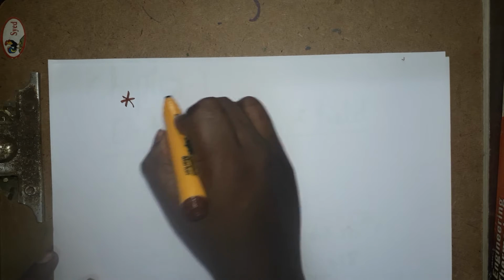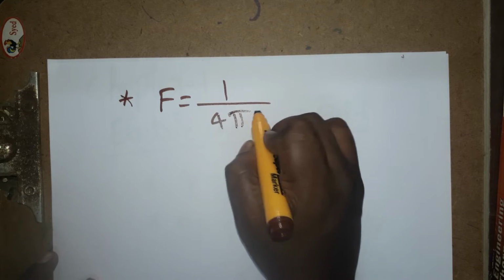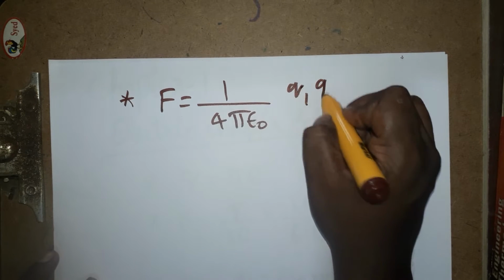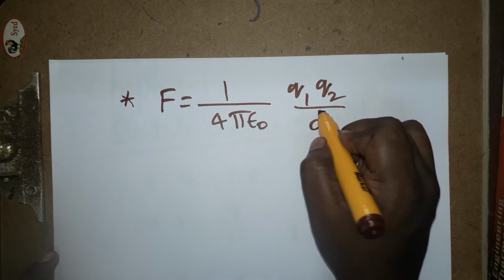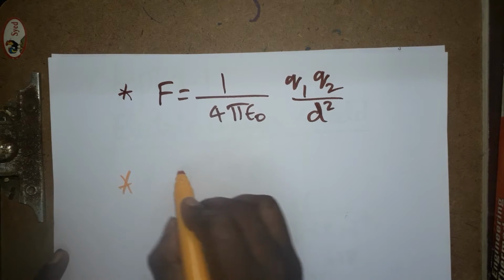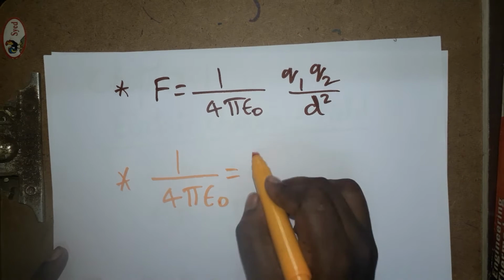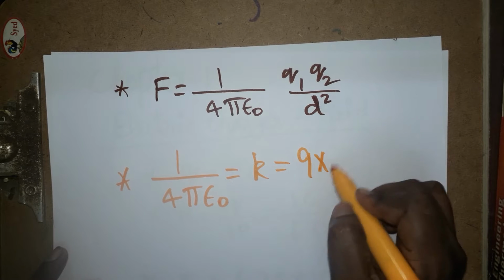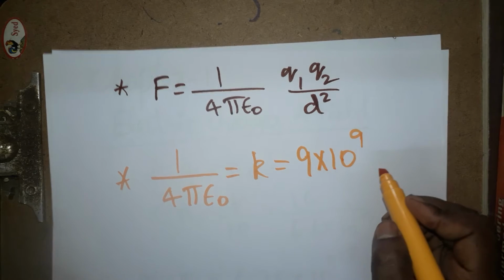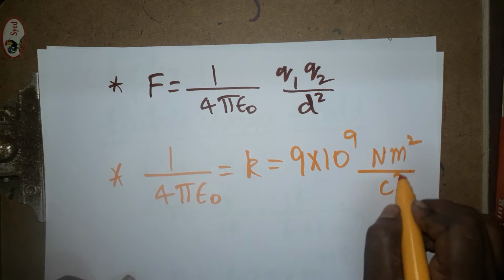The force of attraction or repulsion between two charges is called Coulomb's law of force: 1 divided by 4 pi epsilon naught, q1 q2 divided by r square, or d square, whichever you want to write. The same formula you can write in a different way. 1 divided by 4 pi epsilon naught you can take as k. The value of this is 9 into 10 power 9, a very easy value. The unit of this is Newton meter square divided by Coulomb square.